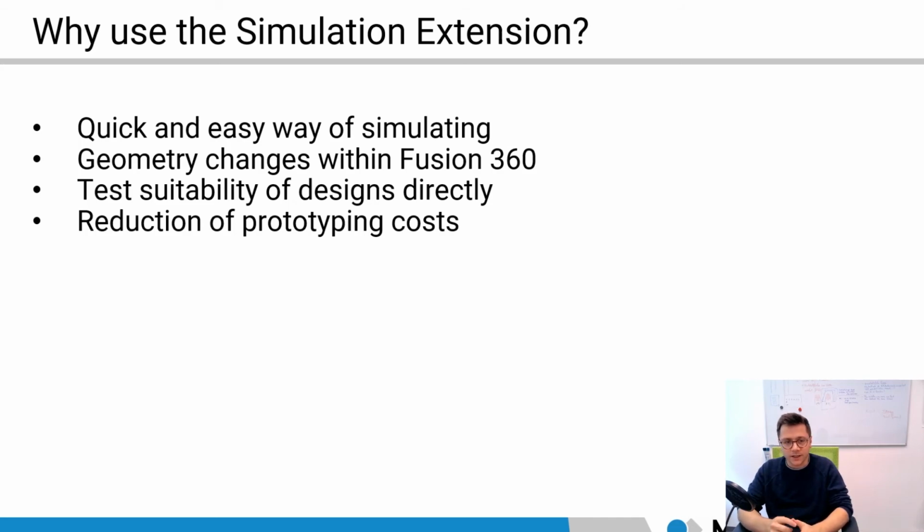There's also a very easy way of changing geometries inside the software and then testing them immediately. You can change the wall thickness here or there, put in some holes, or change the size of the ribs, and then switch over to the simulation feature and try it out and find out whether the design is suitable or not. I'm pretty sure this will improve the designs of many companies, and this will reduce the costs of prototyping immediately.